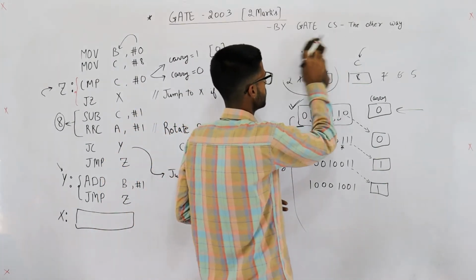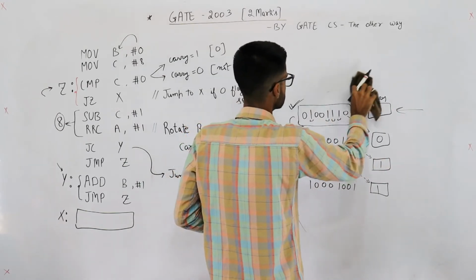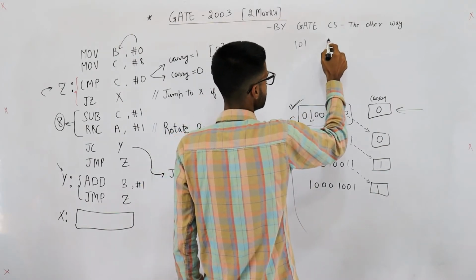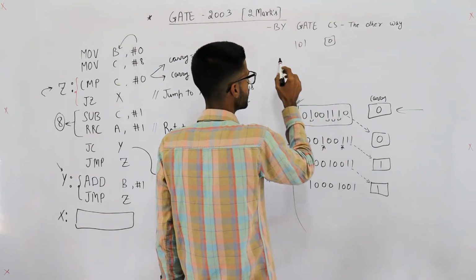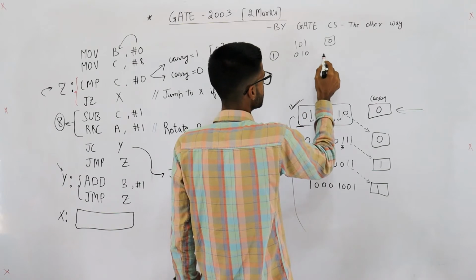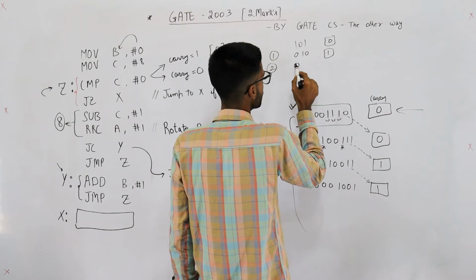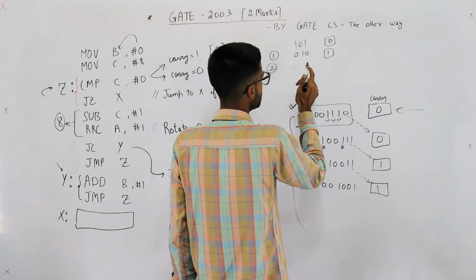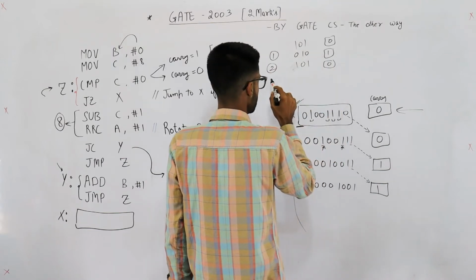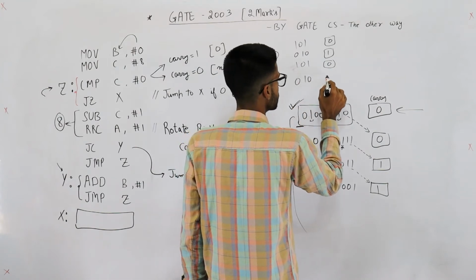What happens for 3 bits is, if the number was initially 101 and carry is 0, rotating it once, for the first time you rotate it, you are going to get this. For second time when you rotate it, you are going to get this. And rotating it third time, you are going to get this.